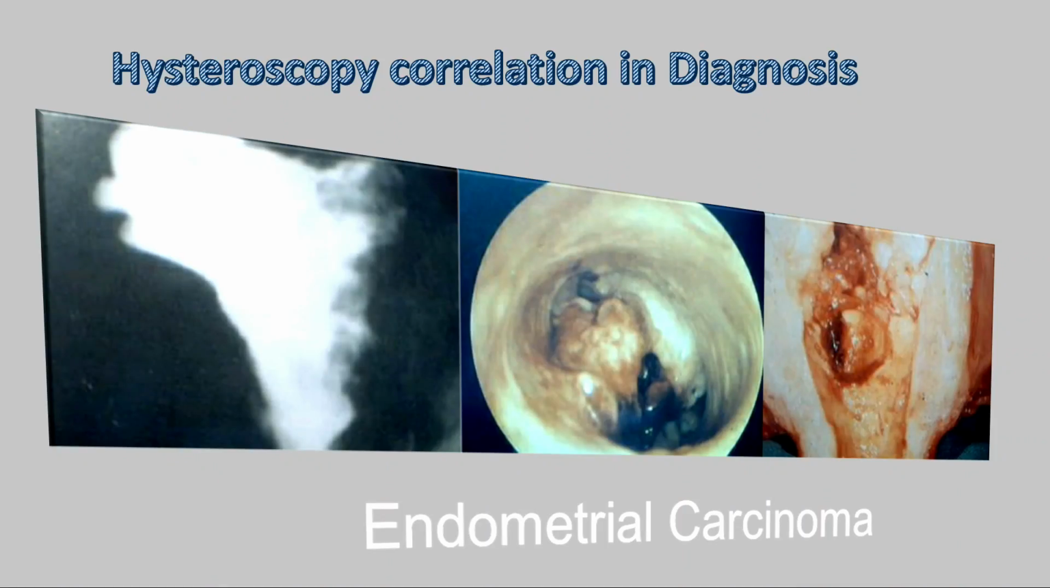DJ stent should not be used for hysteroscopy. You should use the simple 6 French ureteric catheter, and the same is used for chromotubation to inject the dye.